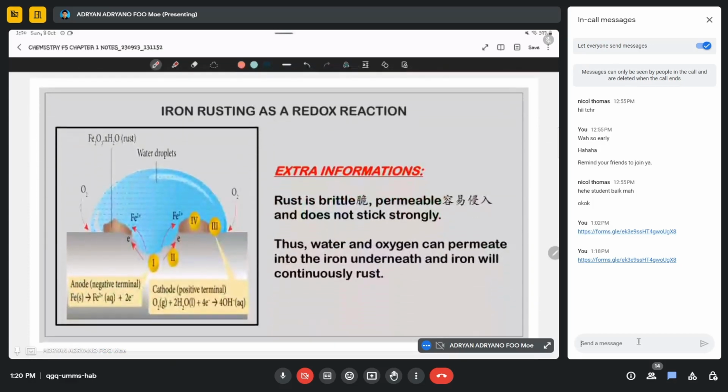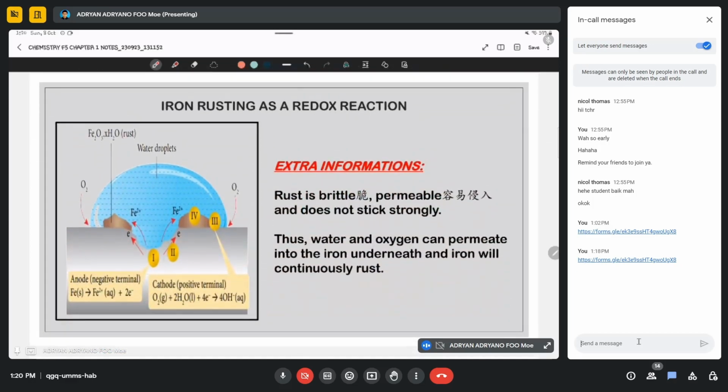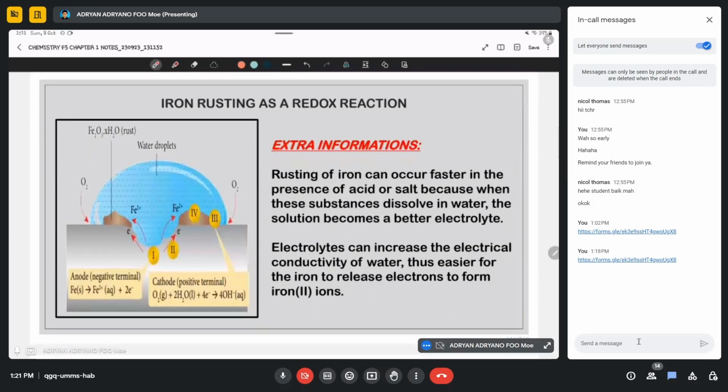Okay, so extra information. Rust is brittle. Brittle means fragile, permeable, easy to penetrate, does not stick strongly. So that's why water and oxygen can always permeate to the iron underneath, and then the iron will continuously rust. It will keep rusting repeatedly, precisely because rust is brittle and water and oxygen can get in. Okay, some more?